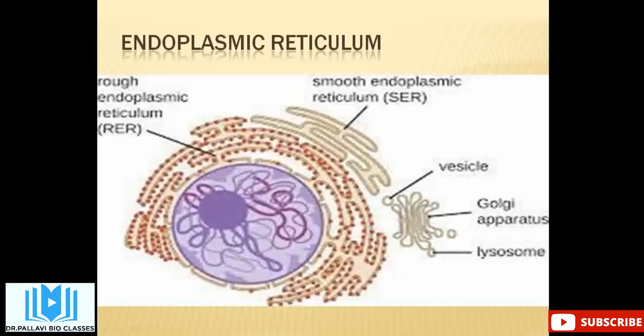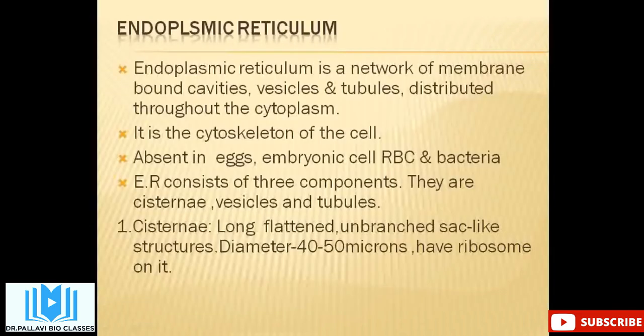And this endoplasmic reticulum is closely associated with the nucleus. It is nothing but a network-like structure made up of cavities, vesicles and tubules, and it is distributed throughout the cytoplasm. This endoplasmic reticulum acts as a cytoskeleton of the cell. It is absent in eggs, embryonic cells, RBC and some bacteria.